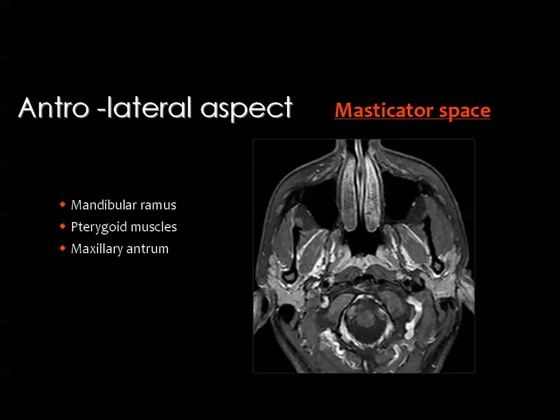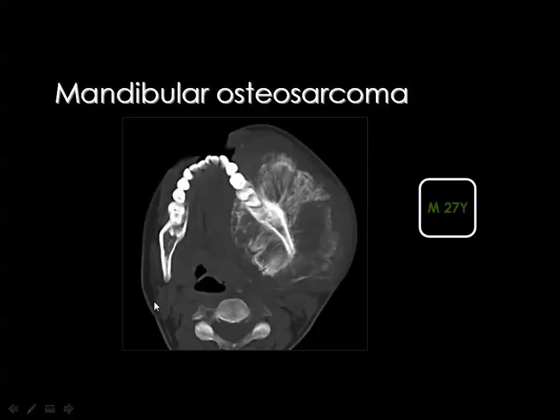Then we came to the anterolateral aspect, and this anterolateral aspect comprises the mandibular ramus and the pterygoid muscles as well as the maxillary sinus. Actually, the masses in this particular area do not need the help of the parapharyngeal fat to locate the site of the lesion because they are in most of the cases extremely evident.